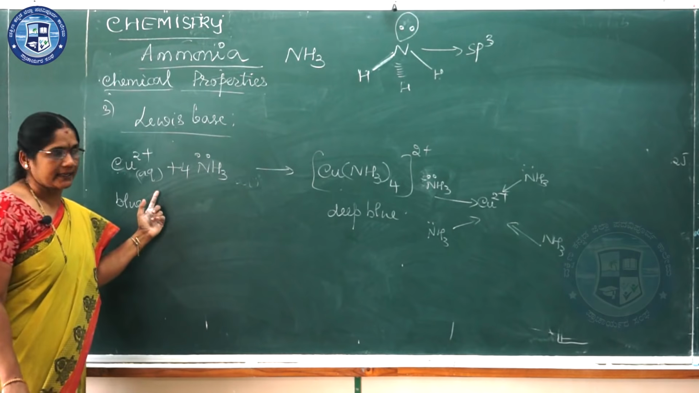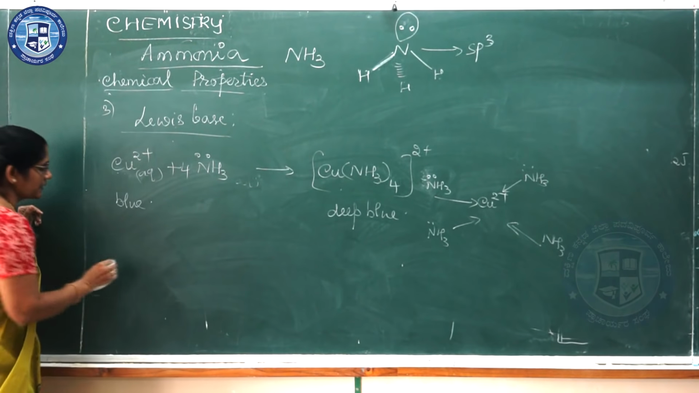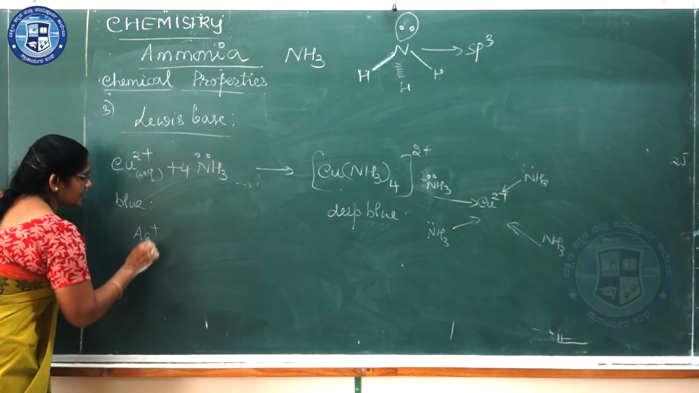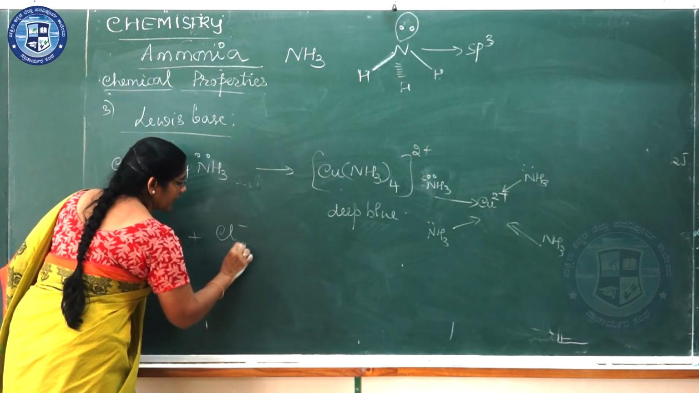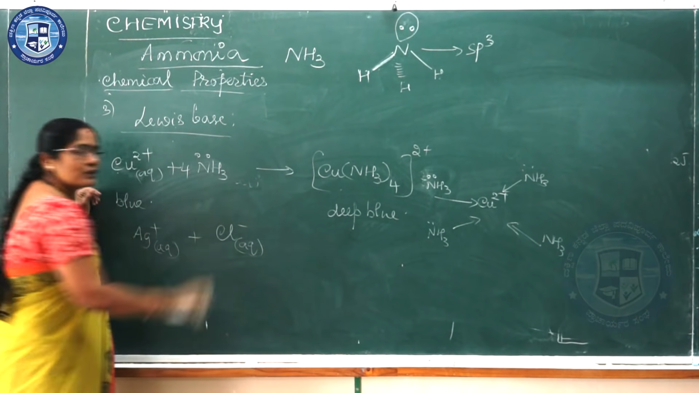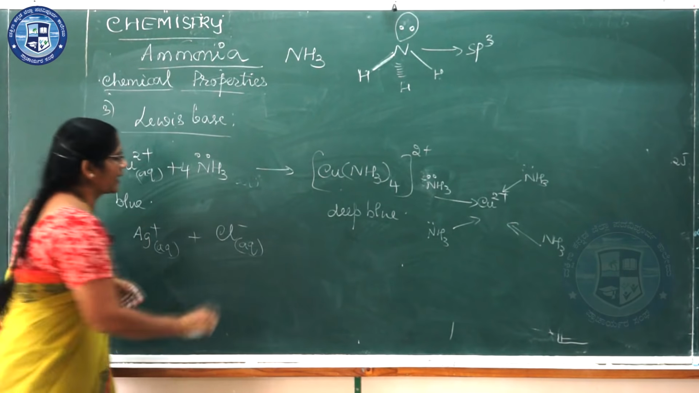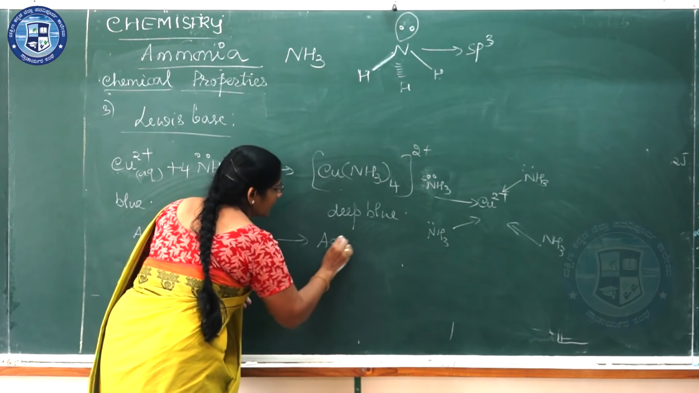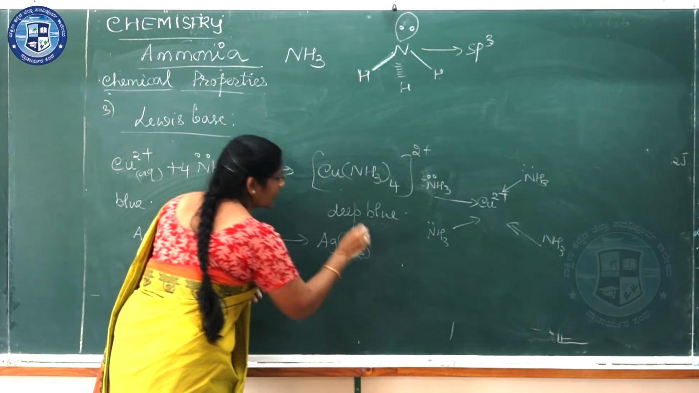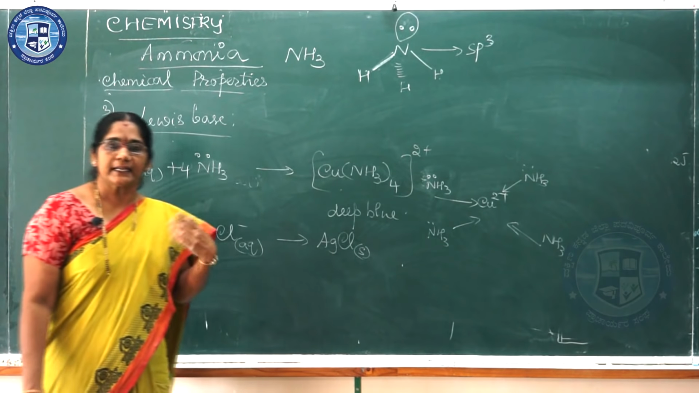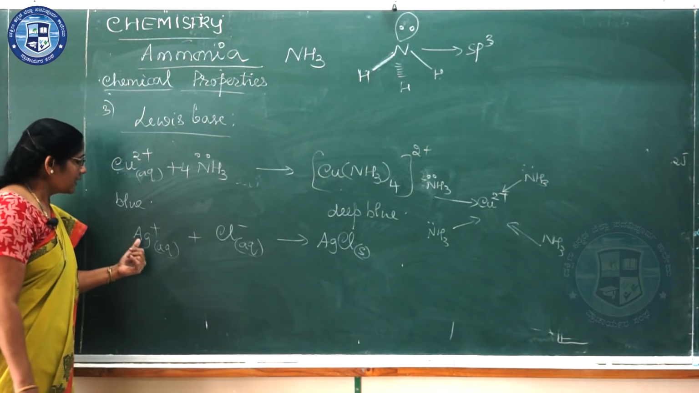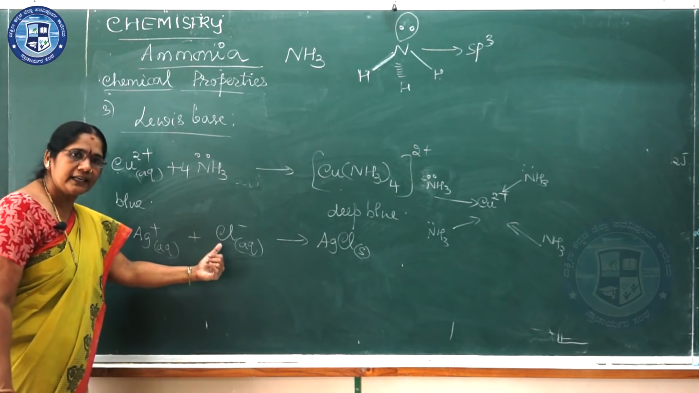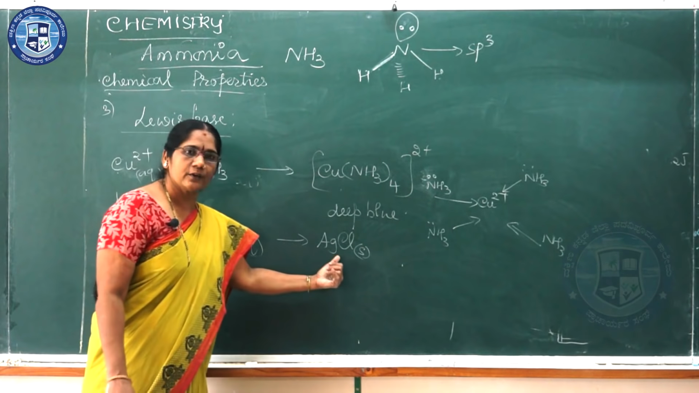And one more reaction: when you add silver nitrate solution to any chloride solution, or a solution having chloride radical, you get a curdy white precipitate of silver chloride, which you have done in the detection of chloride radical, the confirmatory test, the silver nitrate test. Silver nitrate is added to any chloride solution, you get a curdy white precipitate.